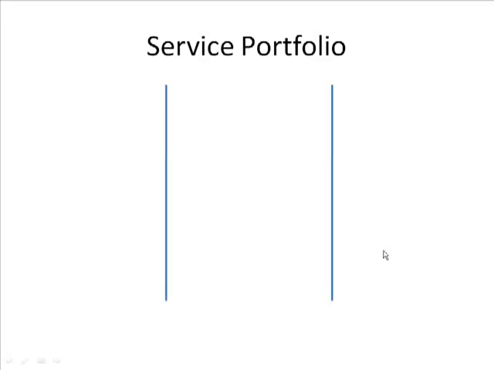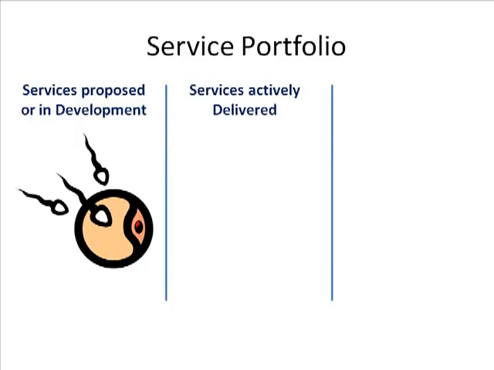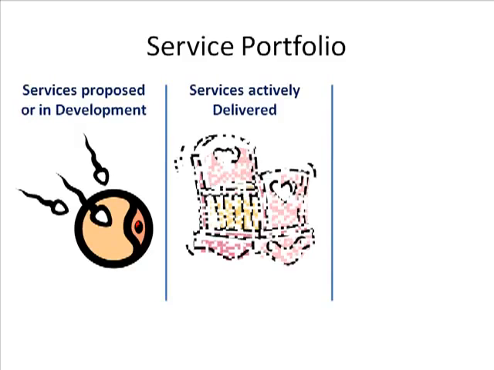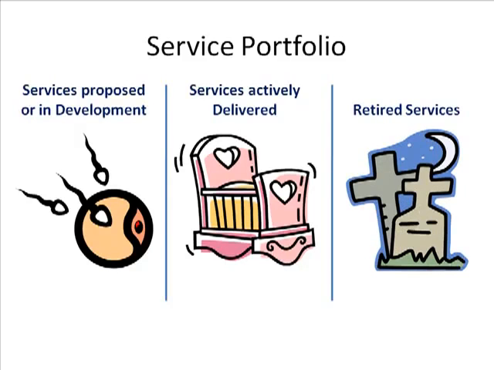Okay, let's take a more graphical view of the service portfolio. It has services proposed or in development. At some stage the sperm cell fertilizes the egg, and that's where life starts to develop, and that's where your new services start to develop. At some stage your service's life needs to see the daylight. That means you're now in your cradle and services are actively being delivered to the customer. After a while, of course, services will retire as well. So you're really following a service through its entire life cycle, all the way from inception to birth to retirement.